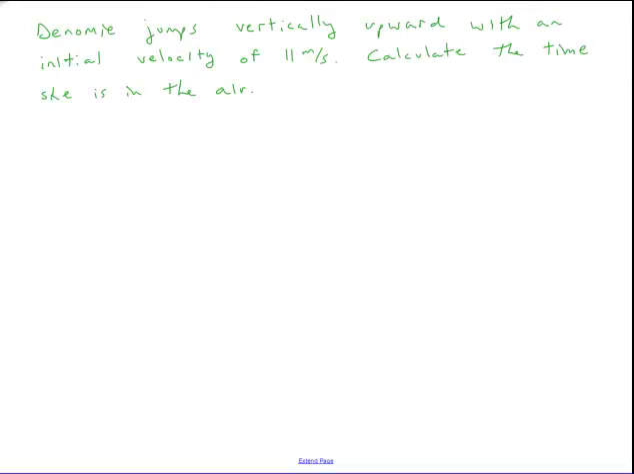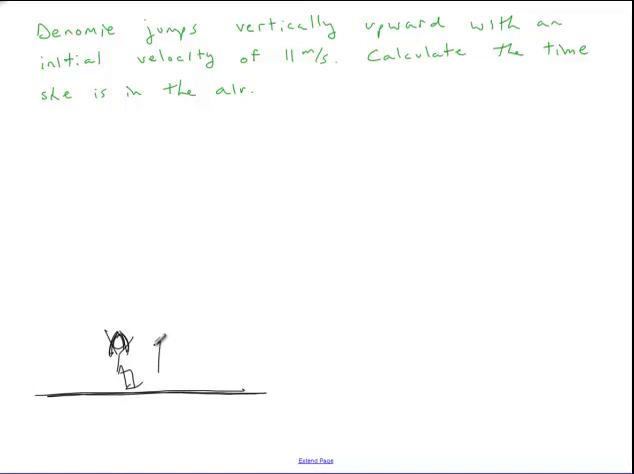Question number 3. Denemy jumps vertically upward with an initial velocity of 11 meters per second. Calculate the time she is in the air. Okay, so Denemy jumps. So we've got the ground here, and she's getting ready. She's got her legs, and she's going to jump upward. Here she is. Okay, so she jumps up into the air.